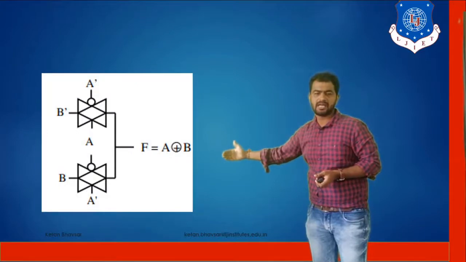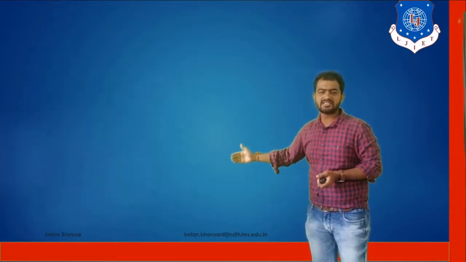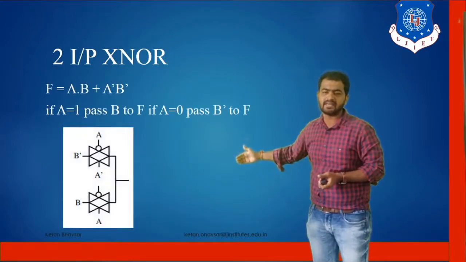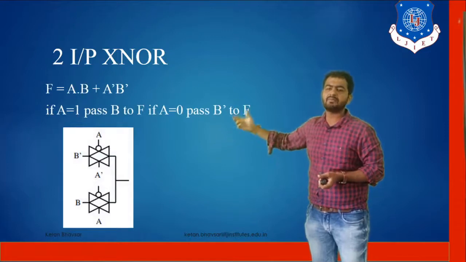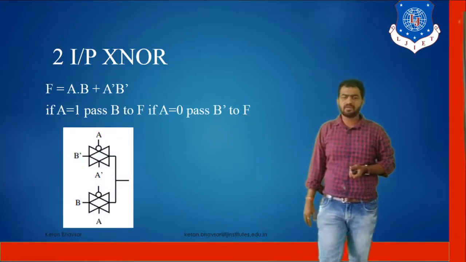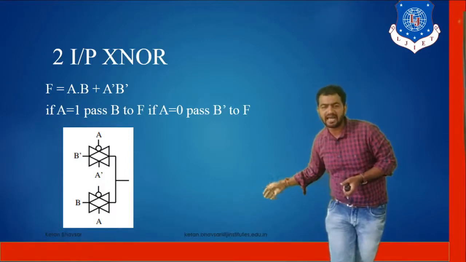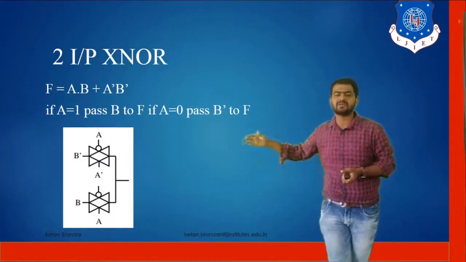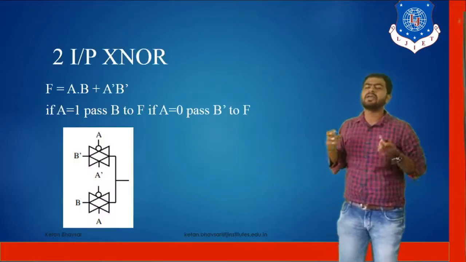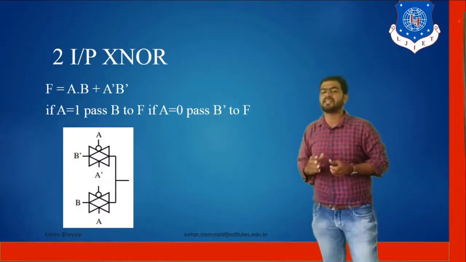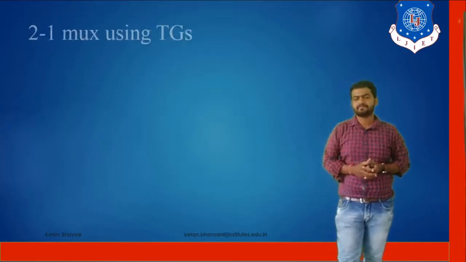As you can see the differences: A bar, A, B bar, B. The B bar position is the same as in XOR designing, but we changed the position of A bar and A. Okay, so if A is equal to 1, then pass the value of B, and if A is equal to 0, then pass the value of B bar. So ultimately, what exactly are we getting? We are getting a Boolean equation F is equal to A dot B plus A bar B bar.